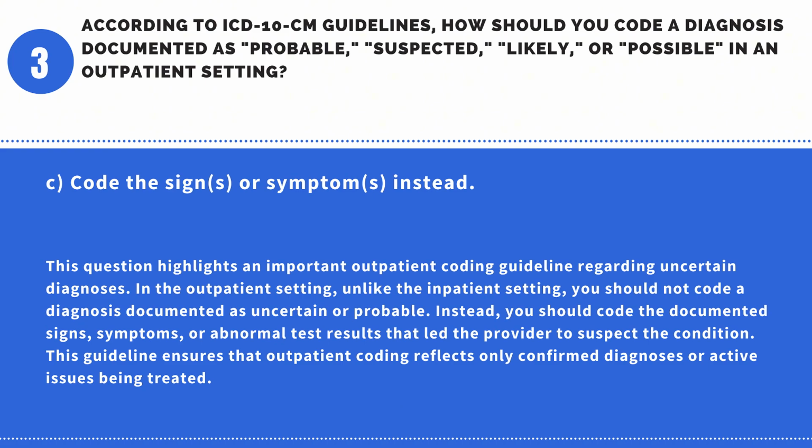This question highlights an important outpatient coding guideline regarding uncertain diagnoses. In the outpatient setting, unlike the inpatient setting, you should not code a diagnosis documented as uncertain or probable. Instead, you should code the documented signs, symptoms, or abnormal test results that led the provider to suspect the condition. This guideline ensures that outpatient coding reflects only confirmed diagnoses or active issues being treated.